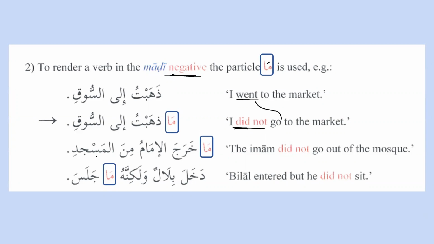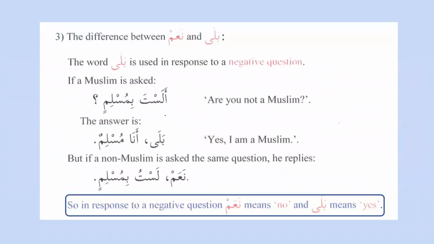Similarly, ma kharaja al-imamu min al-masjidi, the imam did not go out of the mosque. And similarly, dakhala Bilalun walakinnahu ma jalasa, Bilal entered, but he did not sit. So as we can see, whenever you simply use ma with the past tense, then it becomes negative. So we can see that it's very simple to negate the past tense. We only have to add ma, and then it becomes negative.